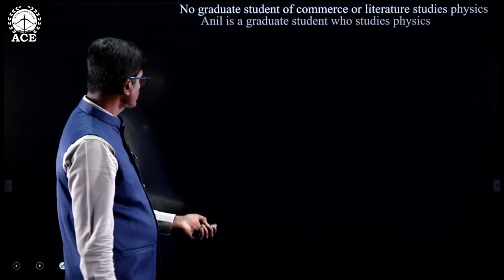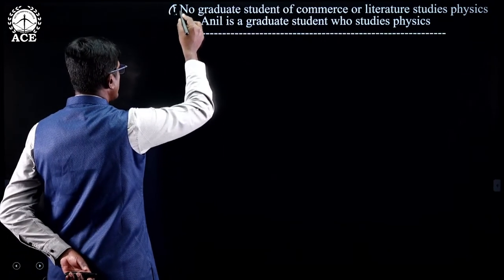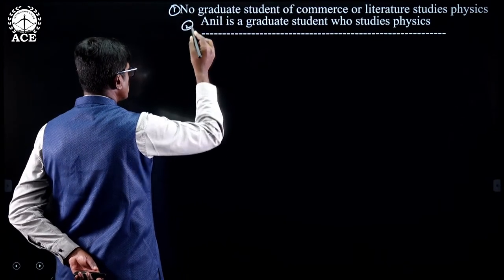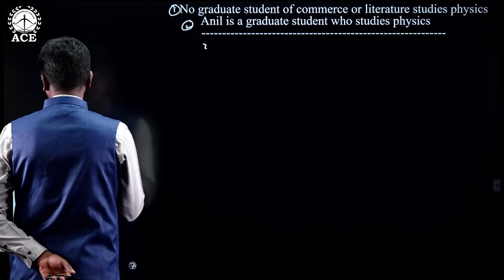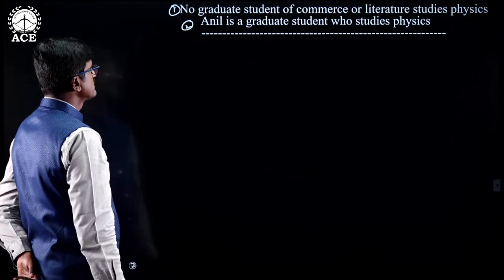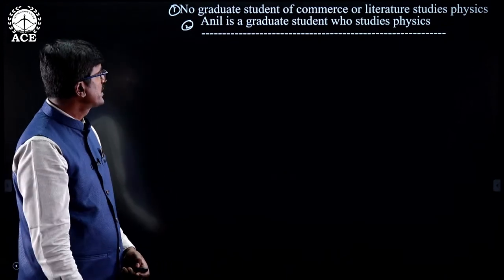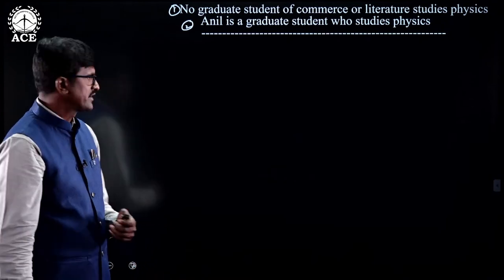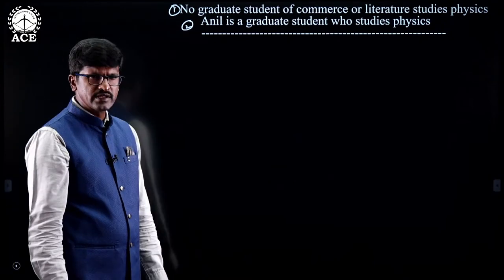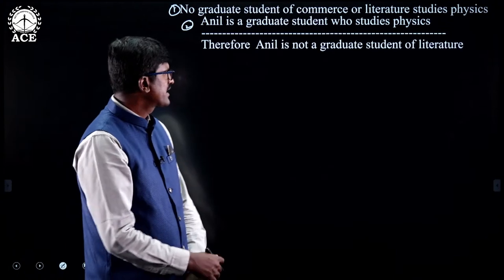Now look at this. There are two premises. This is premise number one, and this is premise number two. Premise number one is: no graduate student of commerce or literature studies physics. Premise two: Anil is a graduate student who studies physics. Therefore, Anil is not a graduate student of literature.